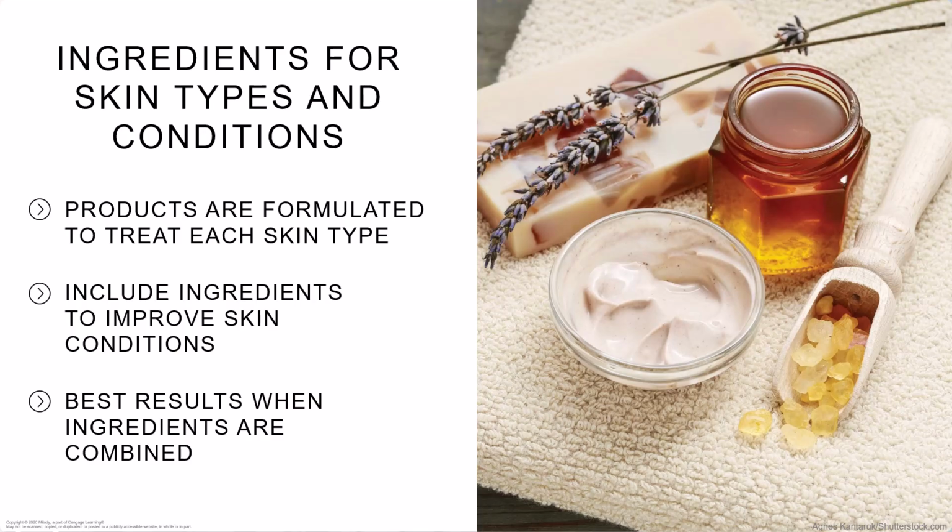Moving on to ingredients for skin types and conditions. Products are precisely formulated with ingredients to treat either dry, normal, combination, and oily skin types typically. And many products can include ingredients to improve specific skin conditions like acne, hyperpigmentation, rosacea, and also the signs of aging. So determining which ingredients are best for individual needs is an important step in product selection. It's also important to remember that the best results are achieved by combining multiple performance ingredients within products.